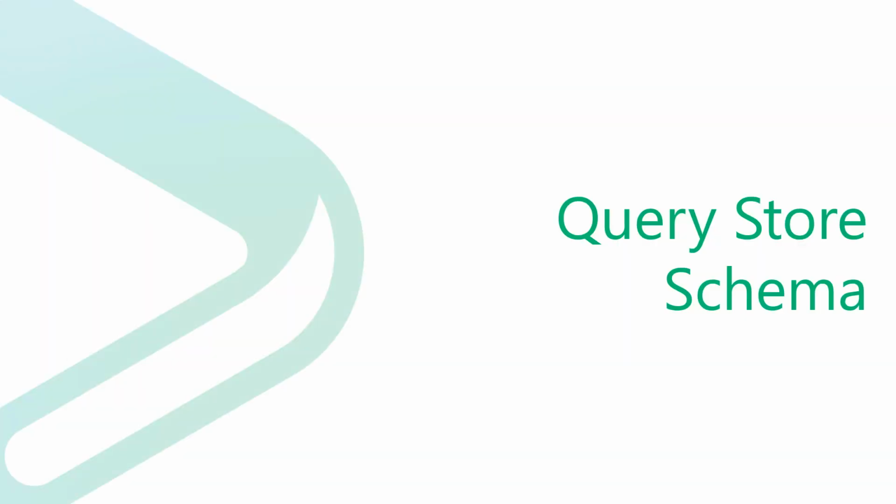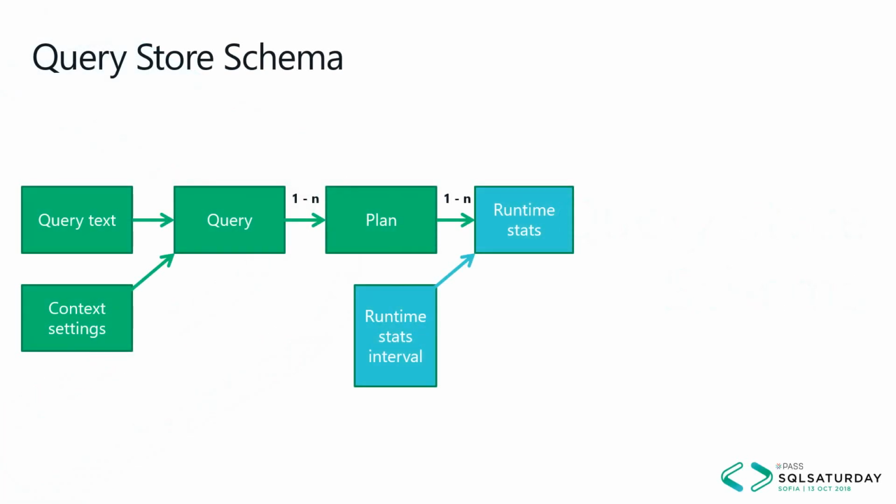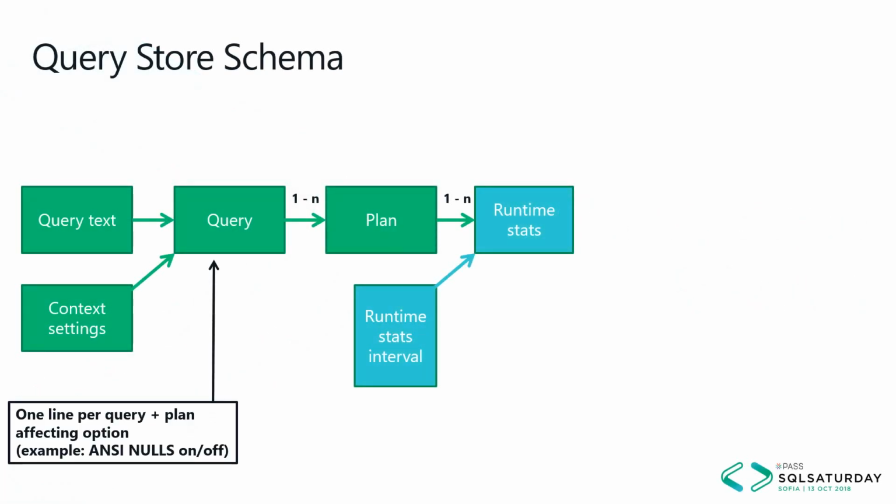And the Query Store schema. What are the tables and DMVs Query Store uses? This is the schema. We have a table to keep track of the queries. Each record on this table represents a query and a set of plan affecting options. Sometimes the same query can be executed with different options that would affect the plan. It becomes a different query for this table. This table is linked to another table with the query text and some context settings.